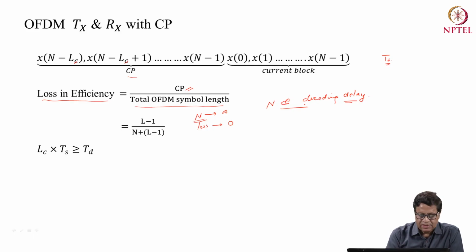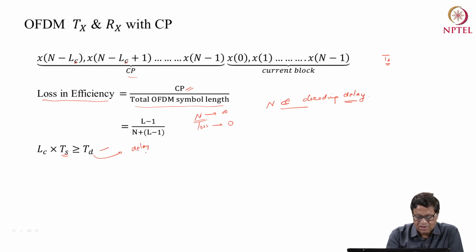So let us see how this number of symbols which have to be prefixed are selected. So basically this L is the number of symbols which are to be prefixed into TS. The duration of each symbol should be greater than or equal to TD. TD is the delay spread.